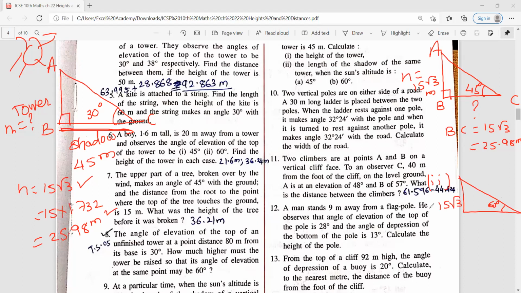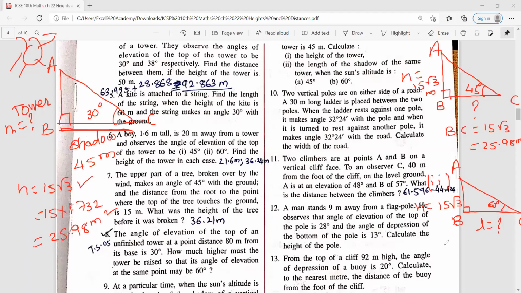15 root 3 meters is the height of the tower. What is the length of shadow? Tell me. A, B, C. Tell me what this is. In this case, you have to use tan. Tan 60 degrees is equal to AB upon BC. You have to find BC. Tan 60 is root 3. So BC is equal to 15 root 3 upon root 3.